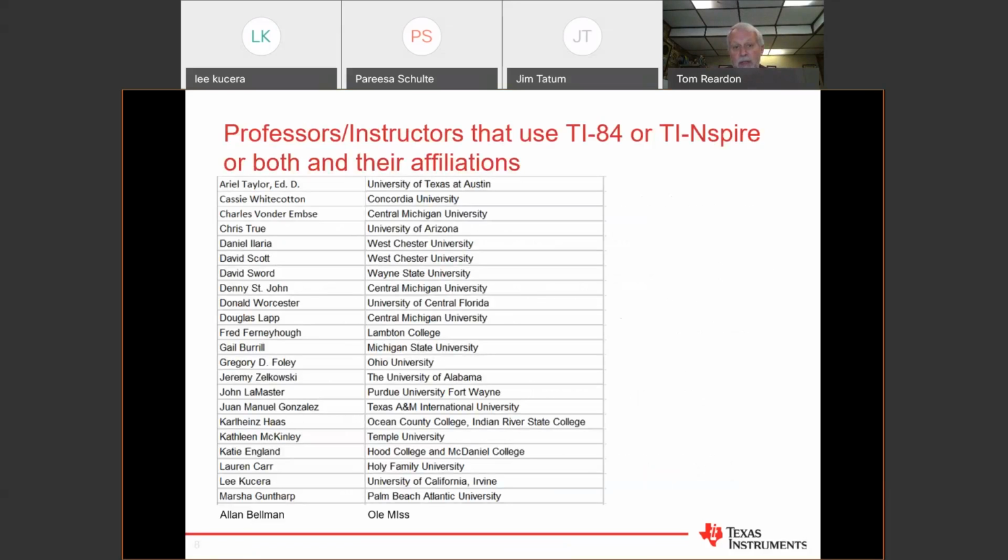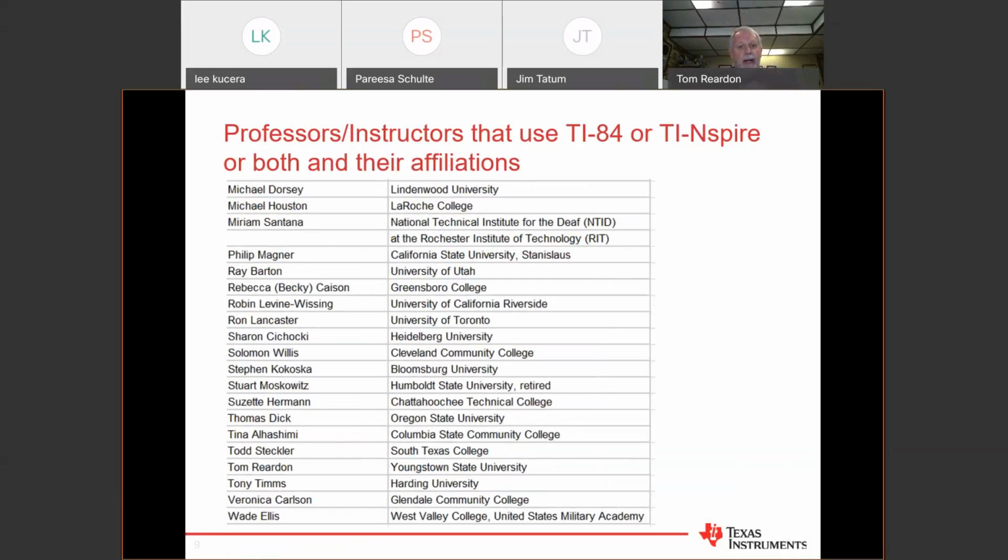Okay, so I thought we'd start off with these instructors and professors from community colleges and universities that have been using TI-Nspire or TI-84 in their affiliations. So this is half of them that we would share with you today, to get an idea from that. And then here's the other half of those people. So just to give you an idea that these are being used throughout the country and have been for a very long time.